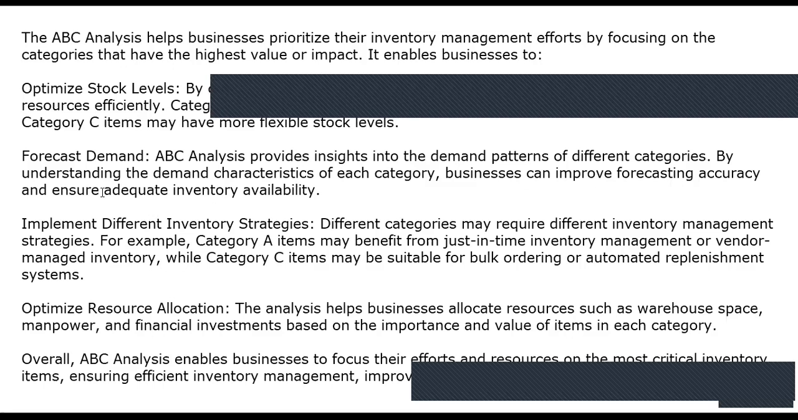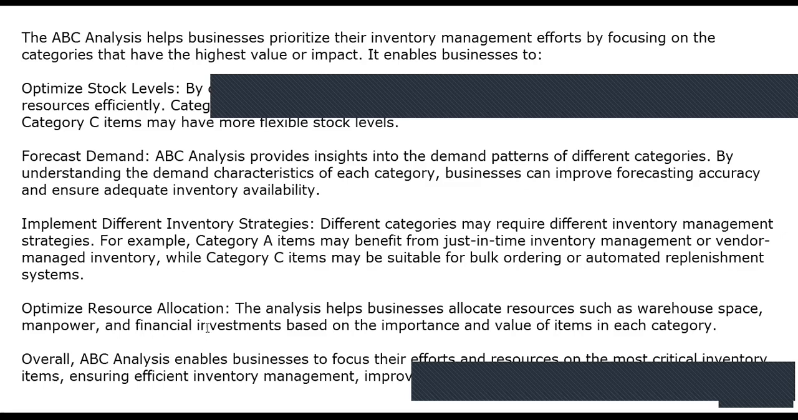ABC is also there to implement different inventory strategies. Different categories may require different inventory management strategies. For instance, category A may benefit from just-in-time management or vendor managed inventory, while C may be suitable for bulk ordering. So it may give us strategies of shipping that may be required for each kind of category.